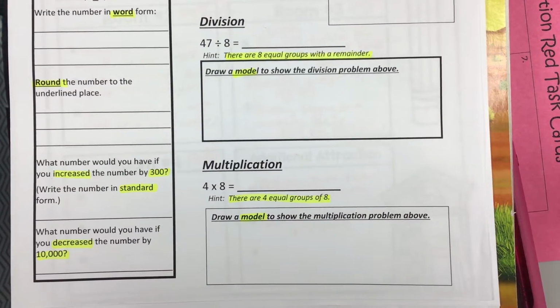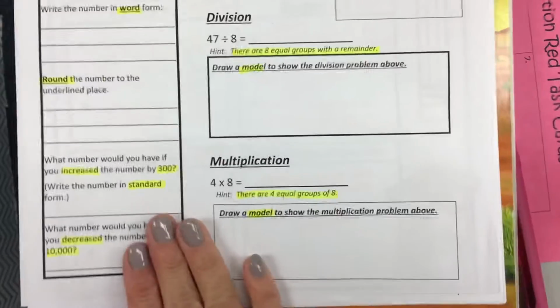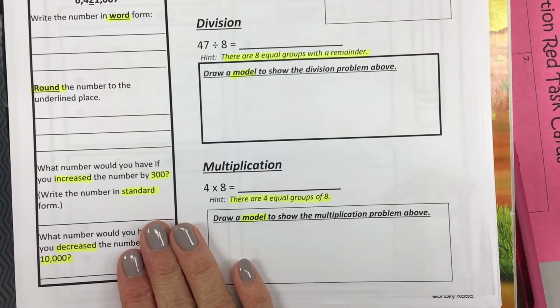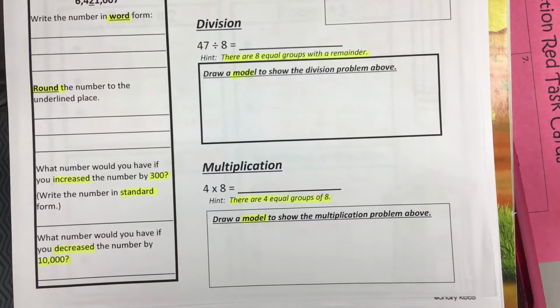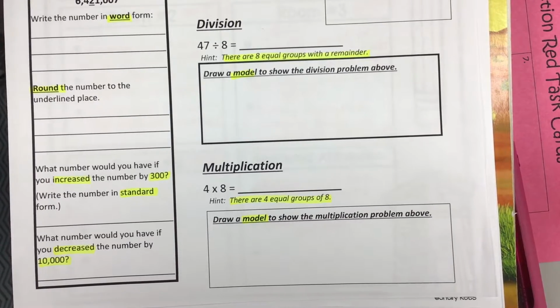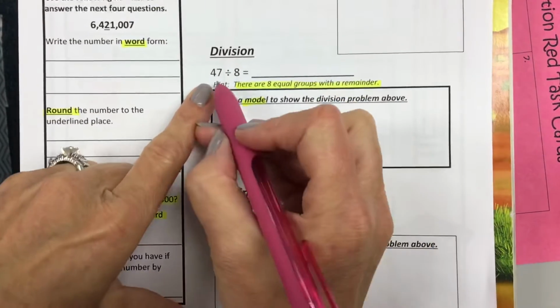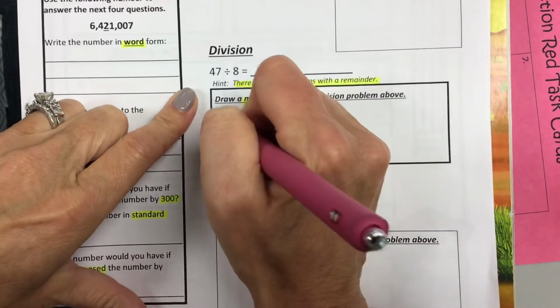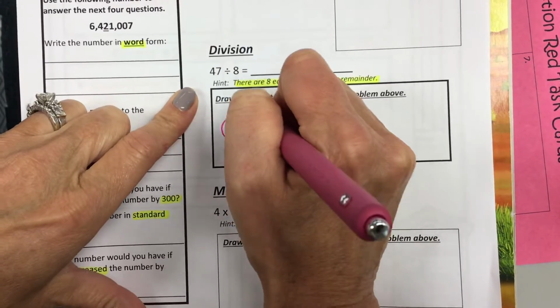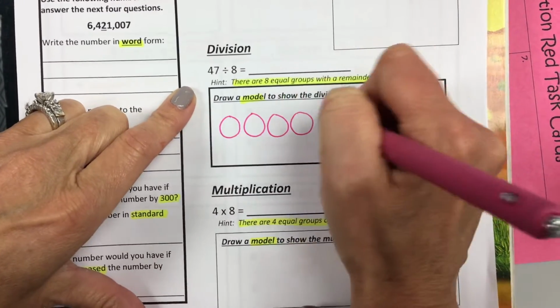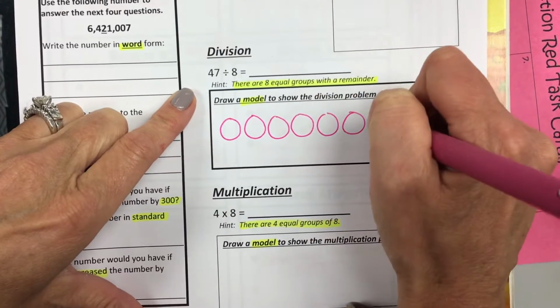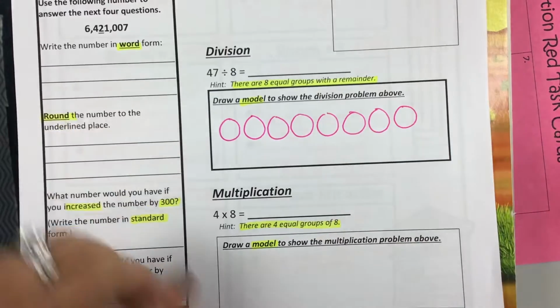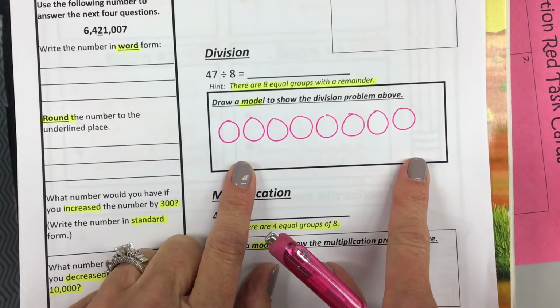Now, I'm going to pretend that you're all here with me, and I'm going to ask, who wants a freebie? Which one would you like a freebie for? Yes, Luke. I'd like a freebie of the division model. Okay, Luke. I'll do the division model for you. 47 divided by 8. Now the hint says 8 equal groups. I wonder how many will go in each group equally.